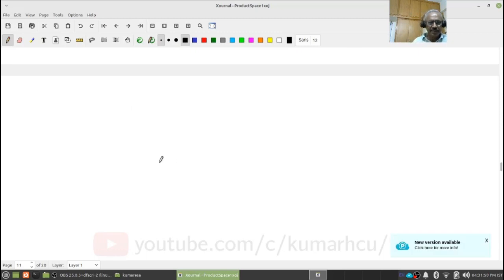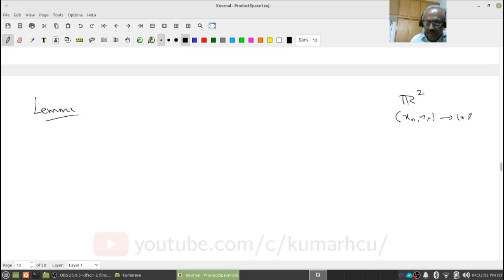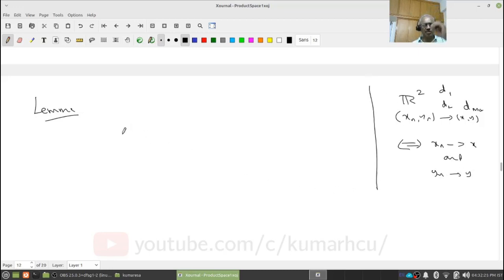Okay. Now let's do one more lemma. So this is again similar to your R2. Suppose I have a sequence (xn, yn) which converges to (x, y) in any one of the metrics D1, which is the sum metric, due to the usual Euclidean metric, or D max, the maximum metric I just introduced. You know, all of you should know, that this converges if and only if xn converges to x and yn converges to y. Do you remember that?